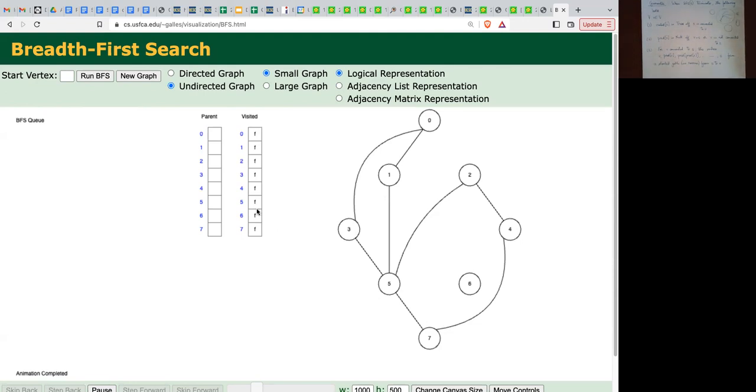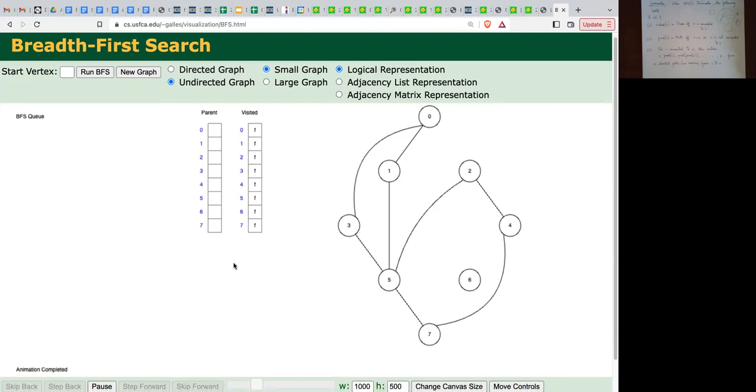Okay, and what are these? You have parent pointers. Initially, all of these are null. And you have this visited array, all of which is false to begin with. Okay, any questions about this? Does this make sense? All right, let us proceed.